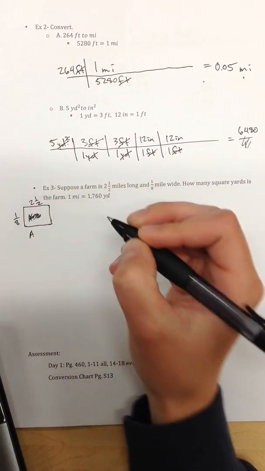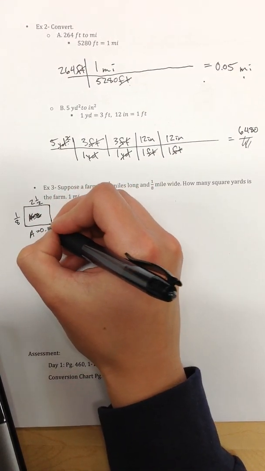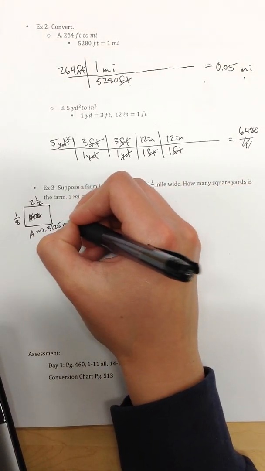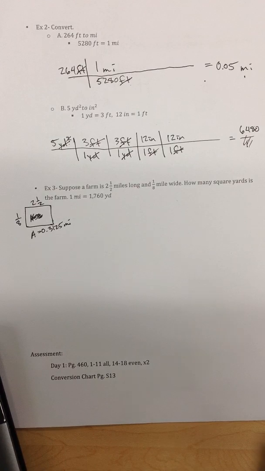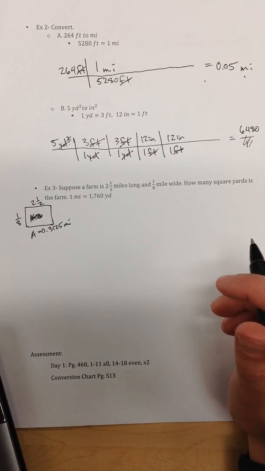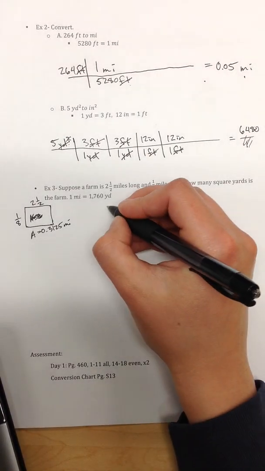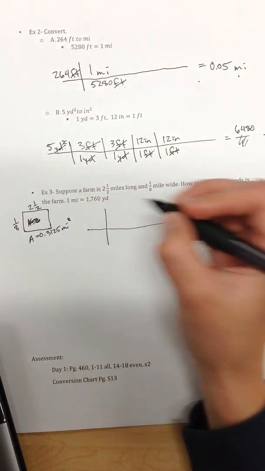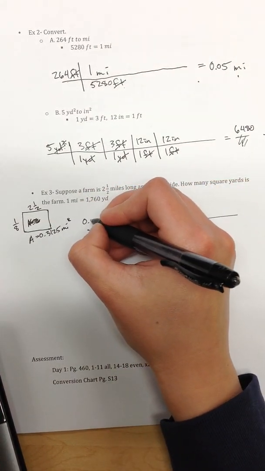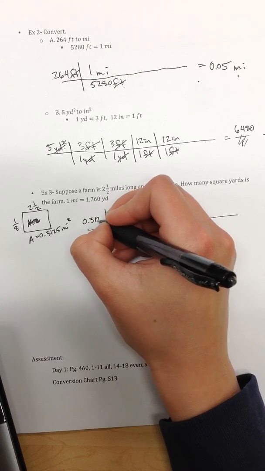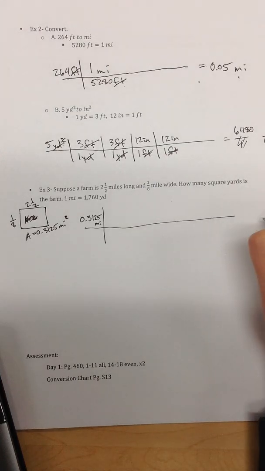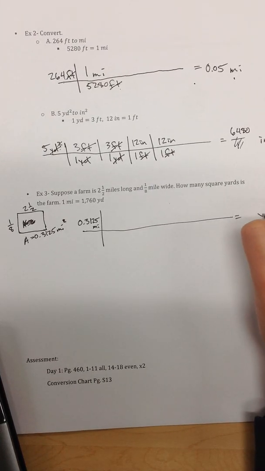So the area of this would be 0.3125, and that would be in miles squared. So you could start with that, already find your area, and then convert it to yards. So you could do, we would have 0.3125 miles squared, and we want to go to square yards.